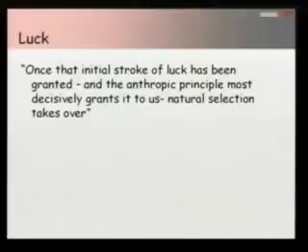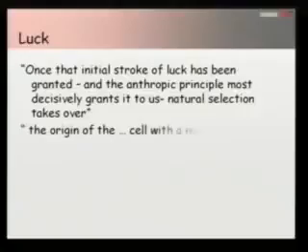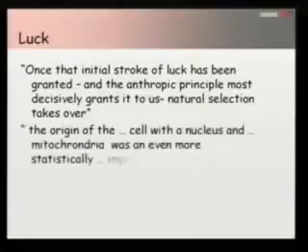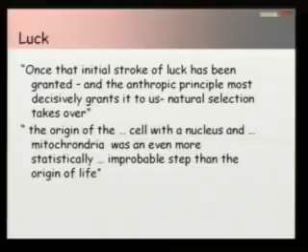He says luck. He says once the initial stroke of luck has been granted, and the anthropic principle most decisively grants it to us, natural selection takes over. We'll come back to the anthropic principle in a minute. The origin of the cell with a nucleus and mitochondria was even more statistically improbable than the origin of life itself. So he's saying actually we need a bit of luck there as well. Going from a bacterial cell to an animal cell, which is more complicated, we need a big stroke of luck too. And in fact there's quite a lot of luck required in Dawkins' story of life.